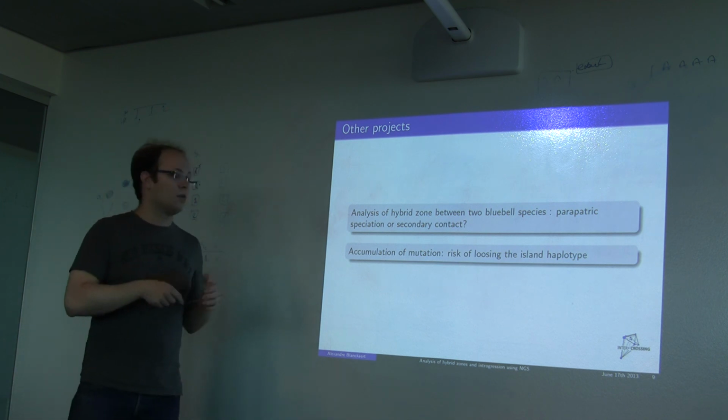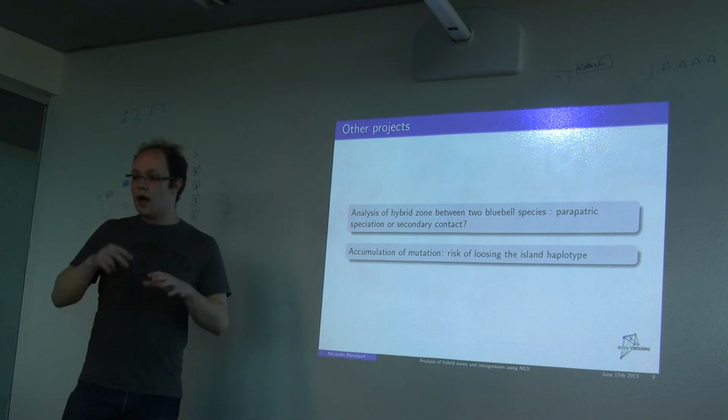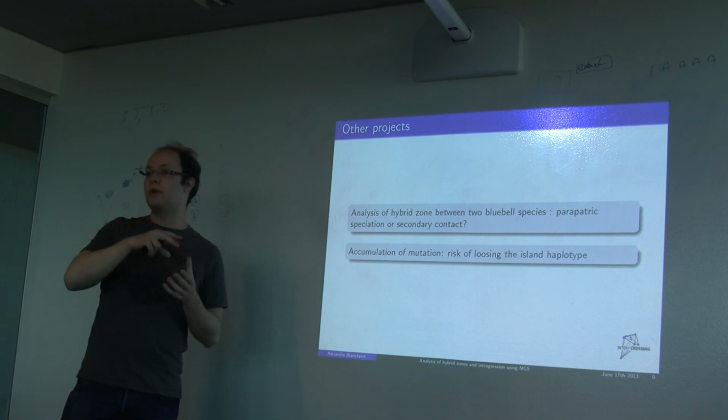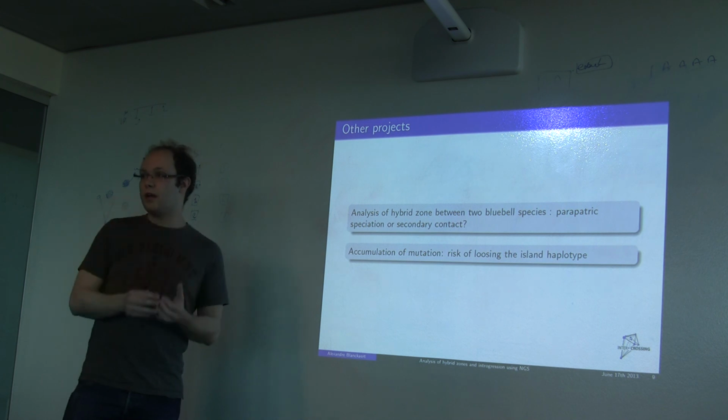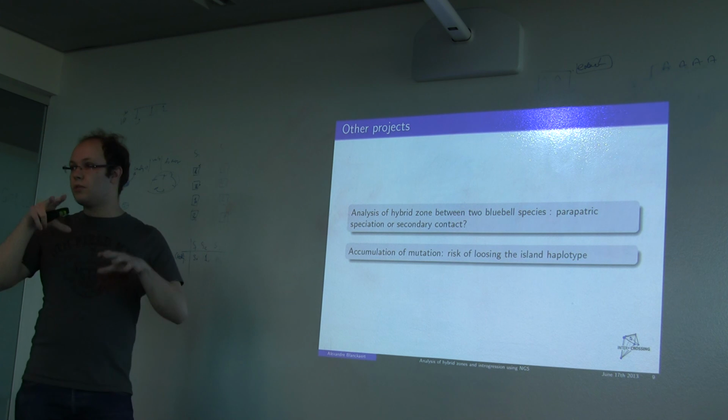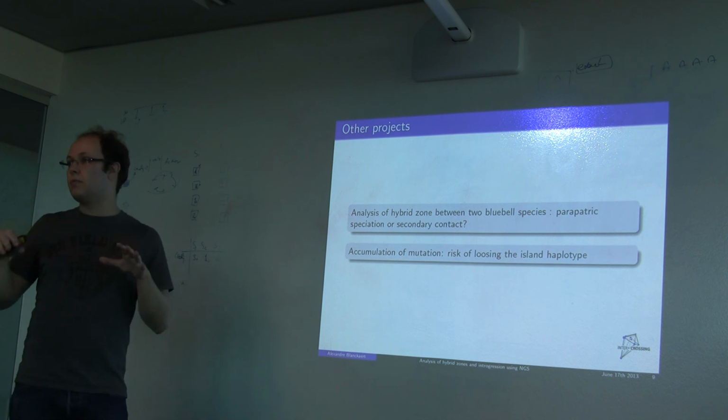And one of the questions we want to address is how often should we have a new mutation on the island to rescue the previous one in a way and to prevent the swamping of the island adaptation by the continental one. And this asks the question of what should be the relative size between the two populations.